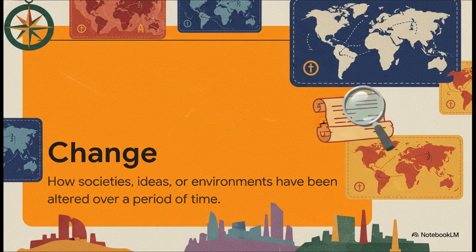Next up, we have change. This one's pretty straightforward. It's all about transformation over time. How did an empire's borders grow or shrink over a century? How did the introduction of a new crop change a whole society? Your maps are the perfect way to show this change, not just tell it.